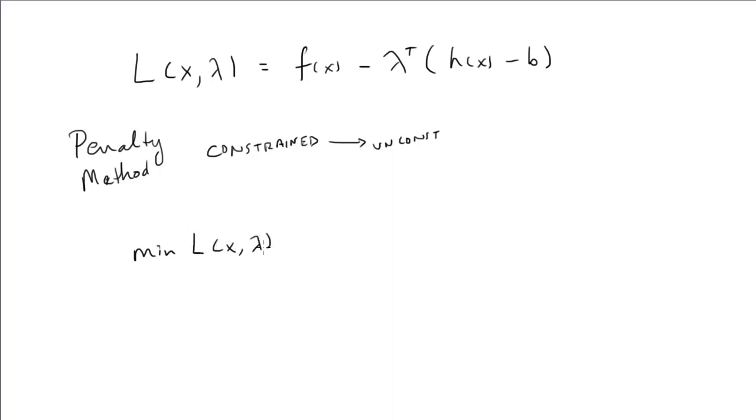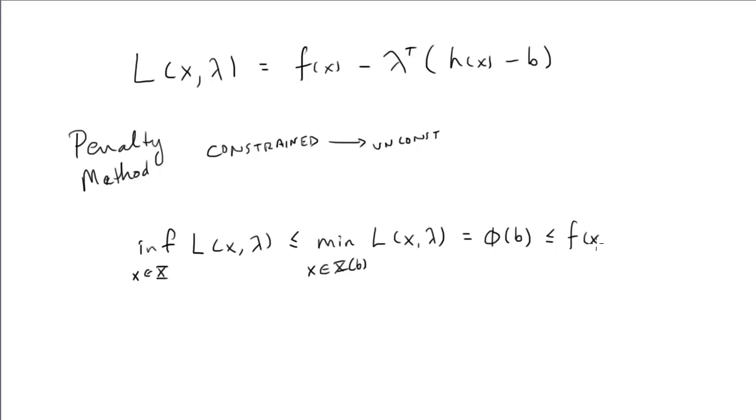The minimum of the Lagrangian over all x is then related to our primal problem. I don't know the minimum exists, so infimum. Shrink the set, raise the minimum. But on the constrained set, h equals b, and the lambda term drops. So I'm just at the minimum f value, phi of b, which of course then is less than or equal to all other f values for feasible x's.